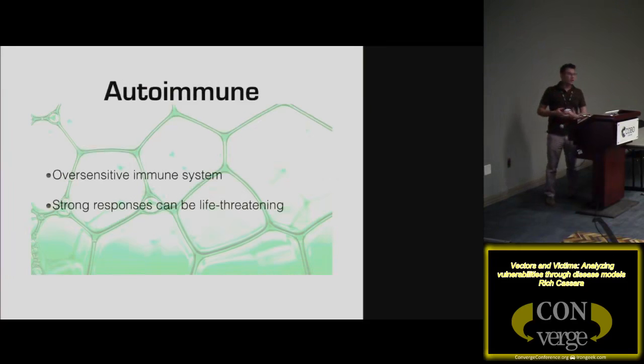So finally, I wanted to talk about autoimmune disease. Autoimmune disease can range from things like allergies to the immune system of the body attacking certain cells in your own body. So autoimmune disorders are an oversensitivity in the immune system, such that it's attacking things that it shouldn't be. And that attack, depending on how strong the response is, can be life-threatening, as is the case with many allergies. And this is something we see in information security.